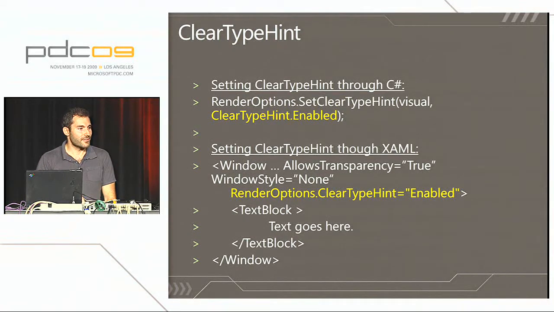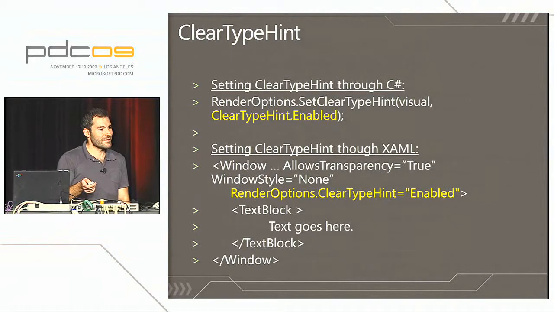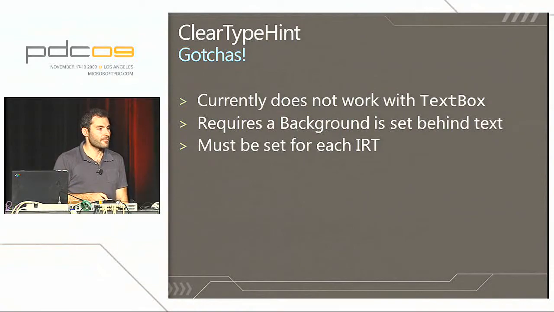The API is very simple to use, but there are some gotchas, so I guess pay attention to the next slide. It's just basically an attached property. You set render options like ClearType hint equals enabled. And the way it works is it affects the entire subtree until you hit an intermediate render target. And every time you introduce a new intermediate render target, you have to set this property again.